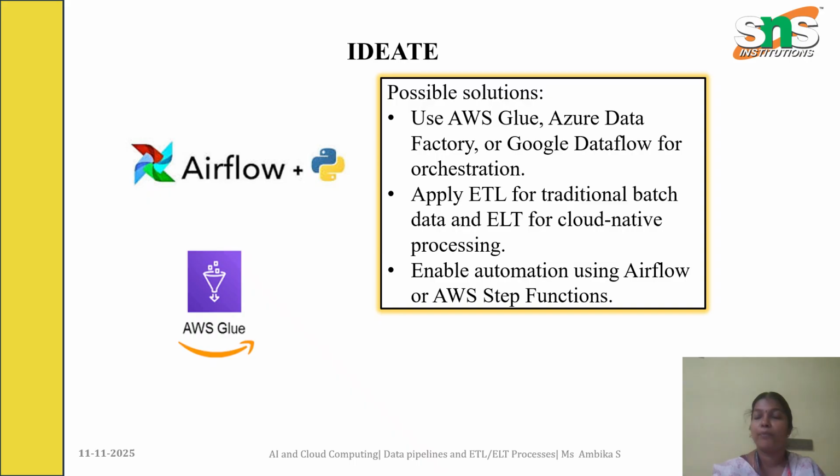So let us find some possible solutions for this problem. For example, we will be using AWS Glue, Azure Data Factory, or Google Dataflow for orchestration. Data orchestration is a process of controlling the data flows, which might be collected from multiple sources. Then we apply the ETL or ELT processes based on traditional batch data or cloud-native processing. Then automation will be enabled using Airflow or AWS functions. Airflow is an open source platform for authoring, scheduling and monitoring workflows.